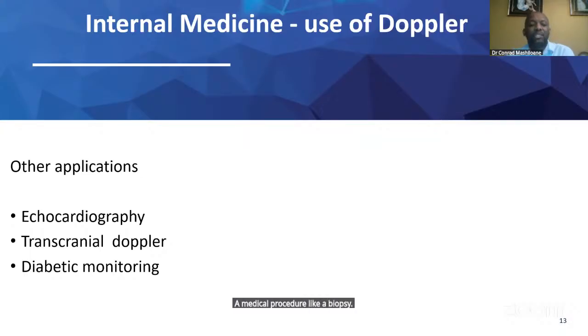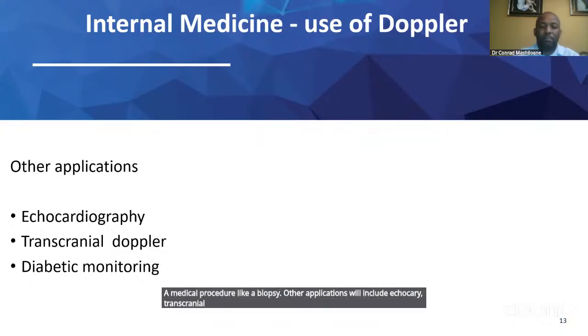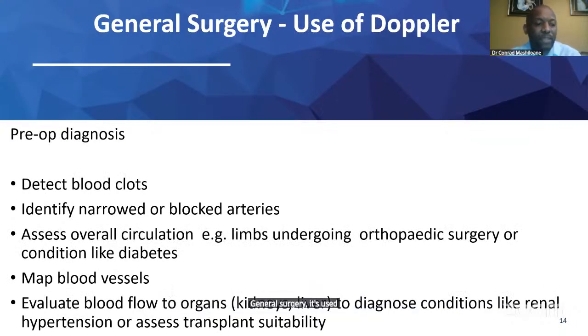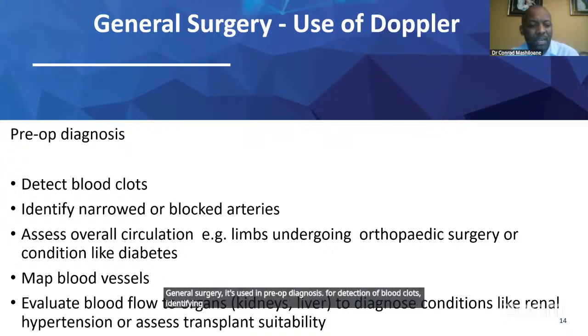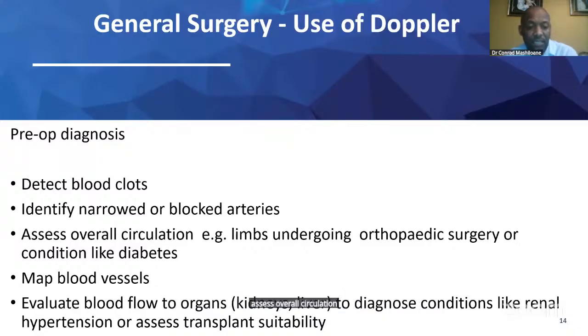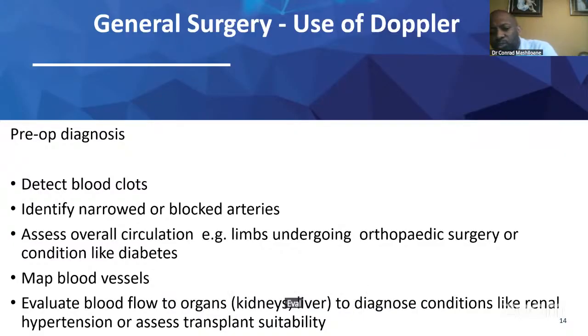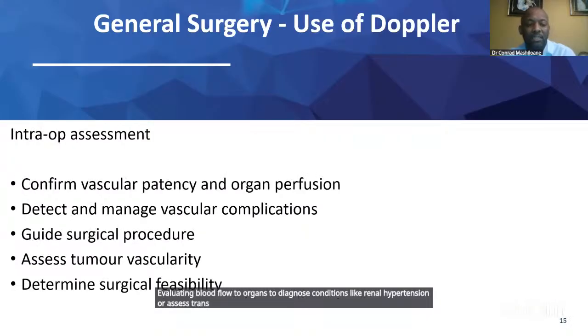Other applications will include echocardiography, transcranial Doppler, and diabetic monitoring. In general surgery, it's used in pre-op diagnosis for detection of blood clots, identifying narrowed or blocked arteries, and assessing overall circulation, e.g. in limbs undergoing orthopedic surgery or conditions like diabetes, mapping blood vessels, evaluating blood flow to organs to diagnose conditions like renal hypertension or assess transplant suitability.